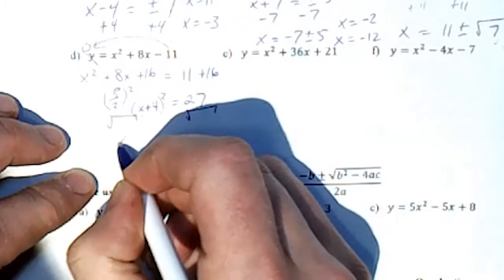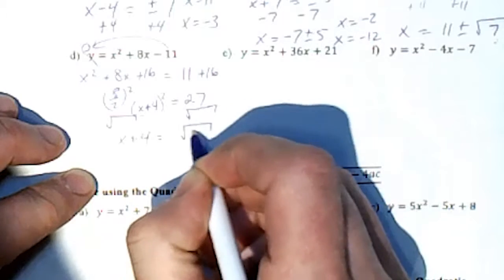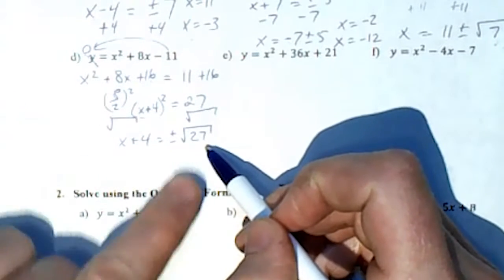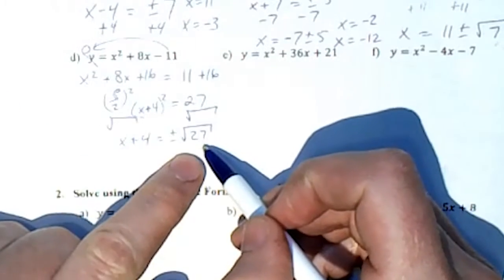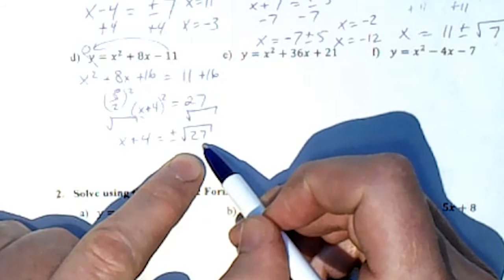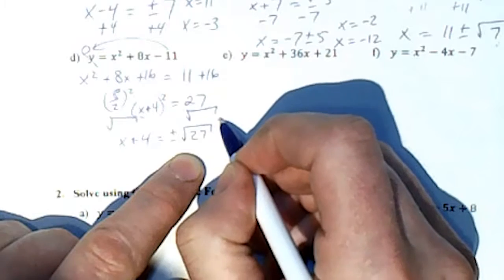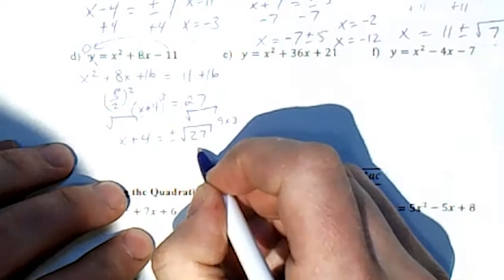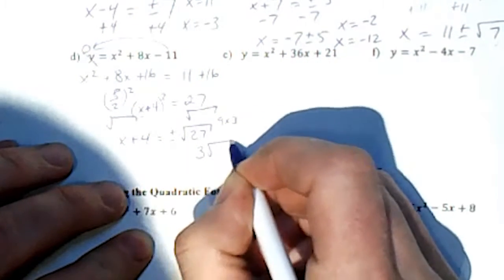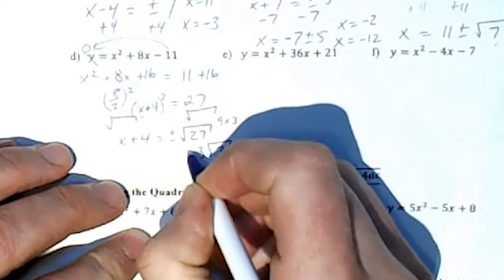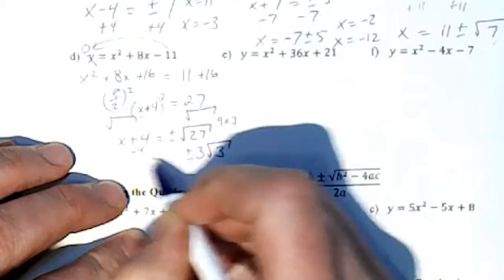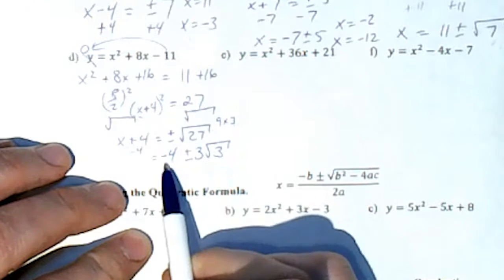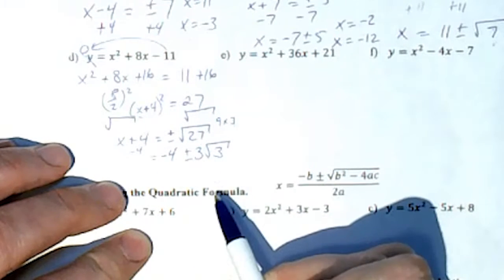Square root both sides. Don't forget your plus or minus. And now we've got a radical. It's not a perfect square, so we've got to look for a perfect square that goes into 27. And if you think about it, 9 times 3 equals 27. So this one here is going to become, the square root of 9 is 3, and the other 3 stays inside. It's a plus minus, and I'm going to subtract 4 from both sides. So my final answer is negative 4 plus or minus 3 root 3.